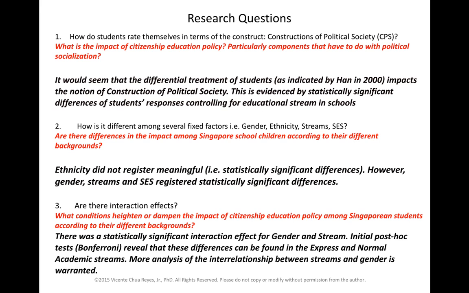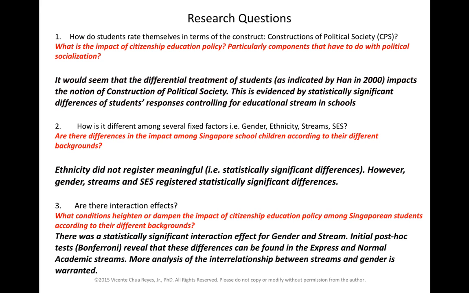The first question was, how do students rate themselves in terms of the constructions of political society? From the findings, it would seem that the differential treatment of students, as indicated by Han in 2000, impacts the notion of construction of political society. This is evidenced by statistically significant differences of students' responses, controlling for educational stream in schools.